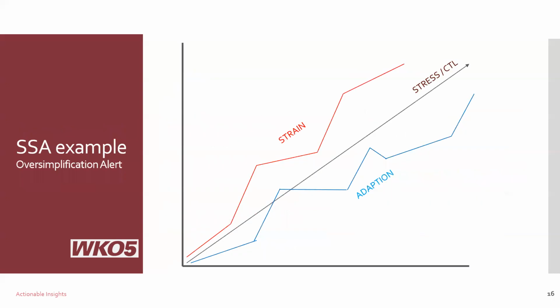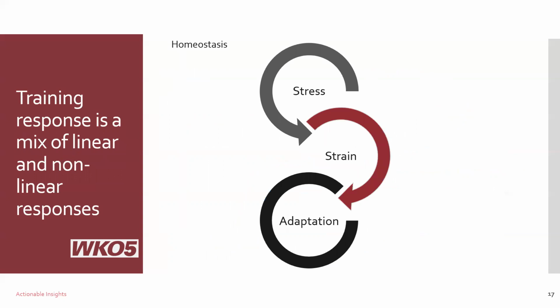So to visualize this, let's look at it this way. Stress is linear. Strain is nonlinear. Stress is external, strain is internal, and adaptation is even more mixed up. But let's look at it in a way you're more familiar with, in a dose-response mechanism, right? And this is the idea of stress, strain, and adaptation. Stress is an external event.